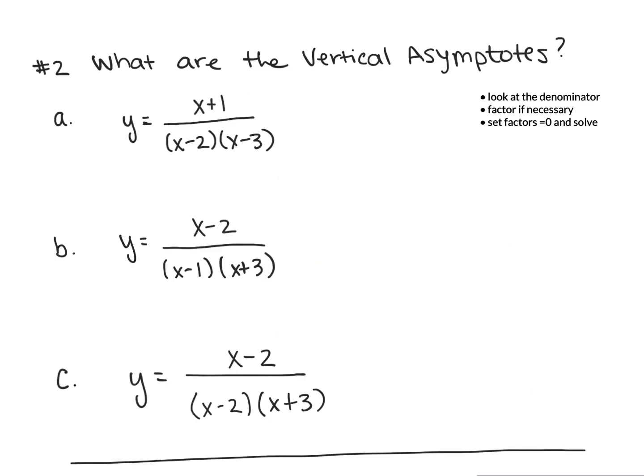Okay, for our next few examples, we're going to find the vertical asymptotes of these functions. What we're going to do here is look at the denominator. If it's not already factored for us, we're going to factor that. And then we're going to set the factors equal to 0 and solve.